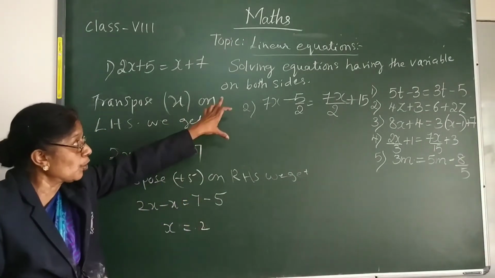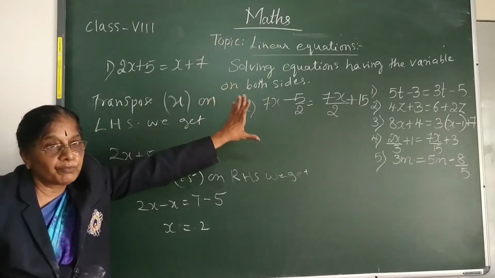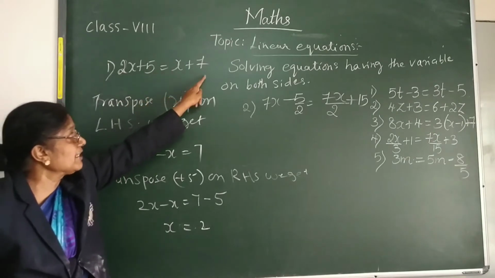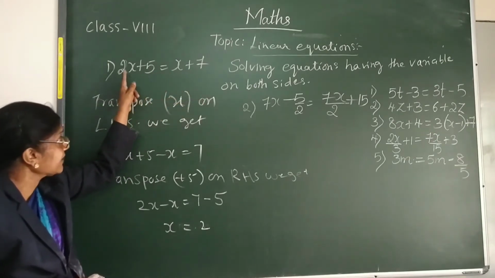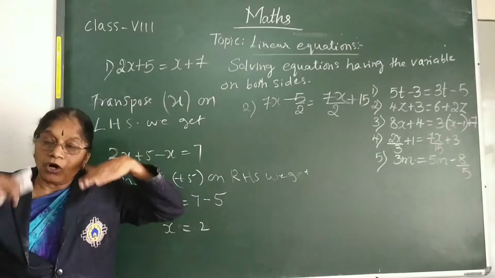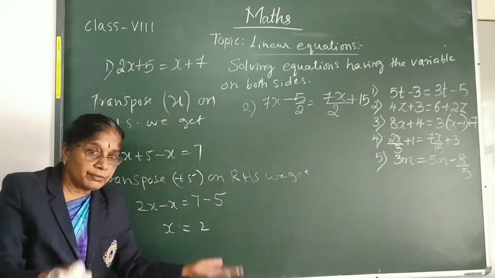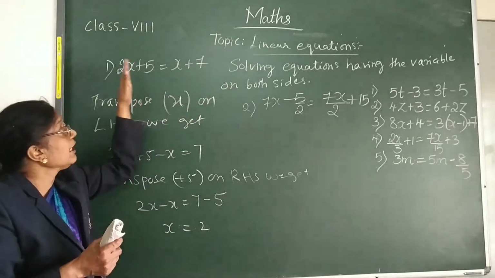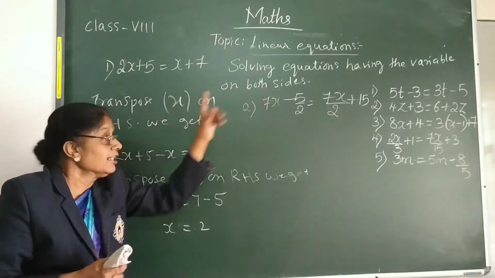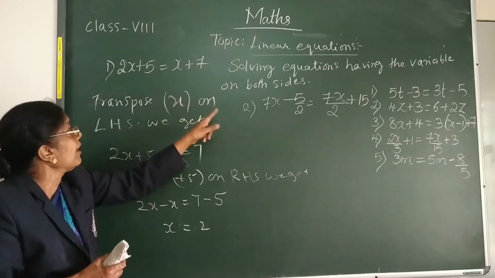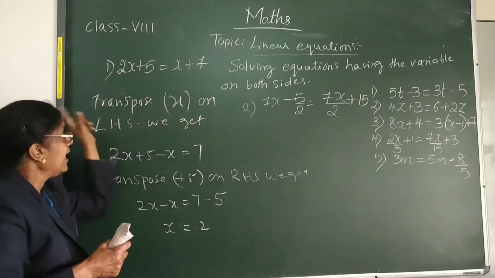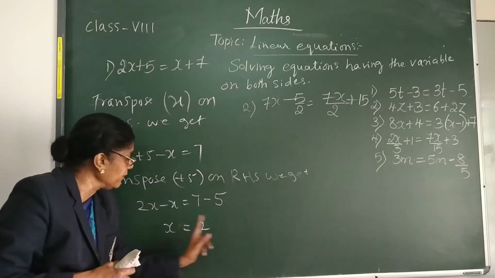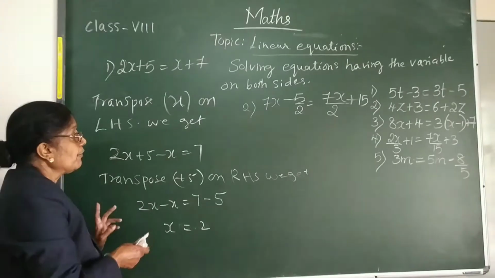This is how we have to solve an equation having the variable on both the sides. So see the first example again: 2x plus 5 is equal to x plus 7. See here, x and x are both there on both the sides. So the variable is on both the sides and the constant is also on both the sides. So what do we have to do? We have to keep the variable on one side and the constant on the other side. So first I am going to move the variable from the right hand side to the left hand side and then the constant from the left hand side to the right hand side. That is what we have done. We got the answer x is equal to 2. This is how we have to solve this.